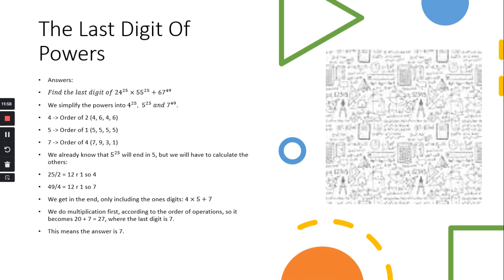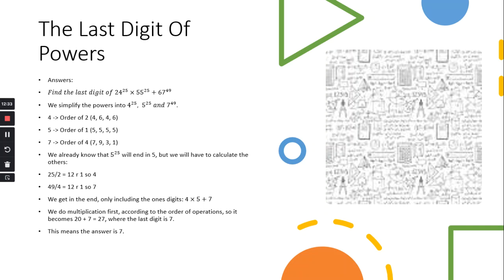Now check your answers for the next one here. So find the last digit of 24 to the power 25 times 55 to the power 25 plus 67 to the power 49. So first, we can simplify the powers because they already look tedious by themselves. We simplify the 24 into 4, the 55 into 5, and the 67 into 7. The 4 has an order of 2: 4, 6, 4, 6. 5 has an order of 1: 5, 5, 5, 5. And 7 has an order of 4: 7, 9, 3, 1.